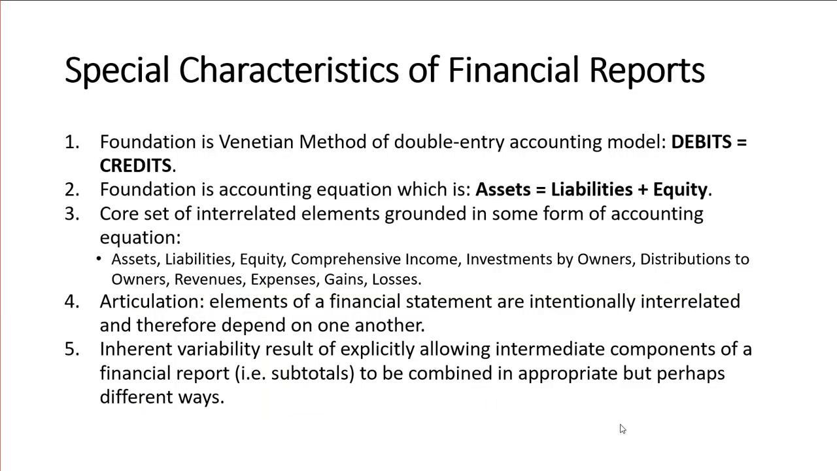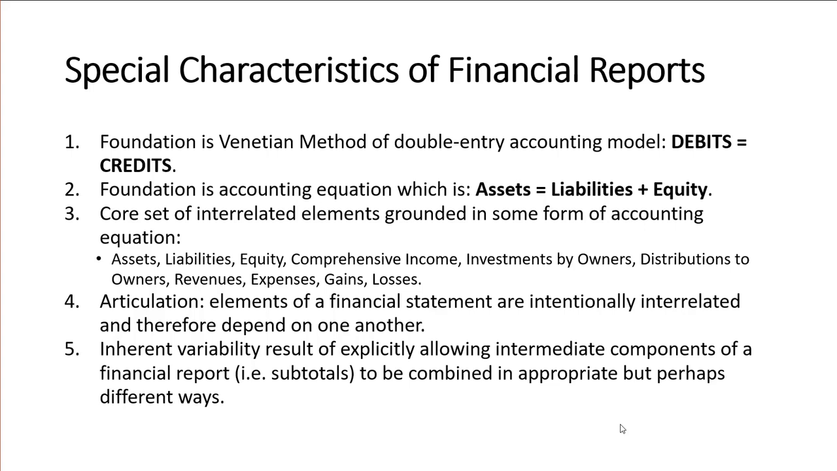So financial reporting is a very special kind of business reporting. There are 5 aspects of financial reporting that are unique and should be kept in the back of your mind. The first is that financial reporting is based on the Venetian method, or double entry accounting. Basically, debits equal credits. The second is that those debits are defined as assets, and the credits are defined as liabilities and equity by the accounting equation.